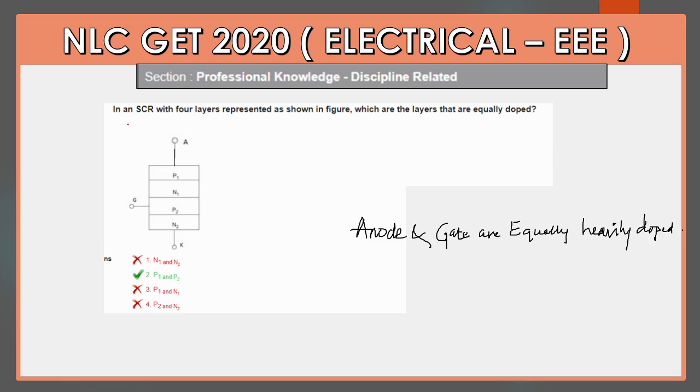Next question, it is saying in an SCR with 4 layers represented as shown in figure, which are the layers that are equally doped. So it is saying what are the equally doped regions. So this is anode, this is cathode, and this is gate. You know that anode and cathode are equally heavily doped. So you can say anode and gate are equally heavily doped. So anode here P1 and gate P2. So you can say P1, P2 is the answer.